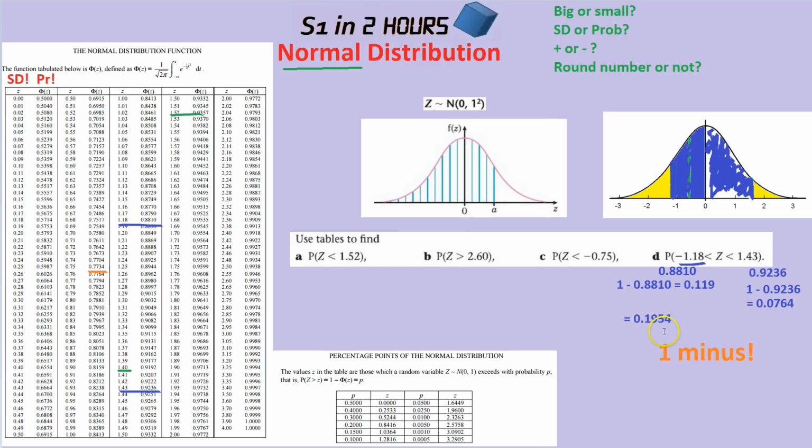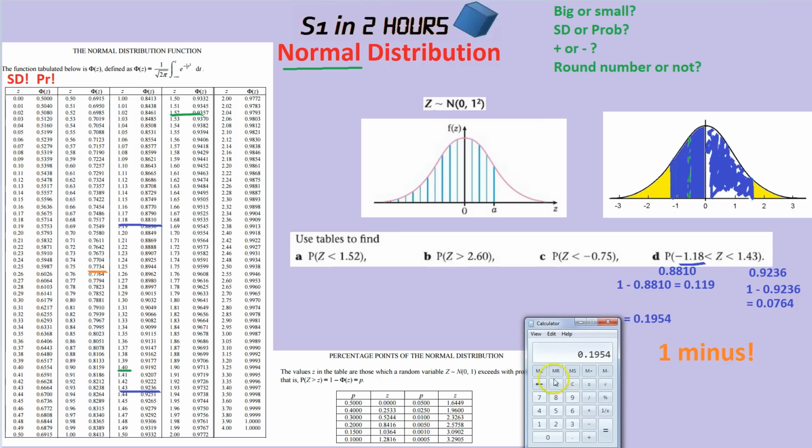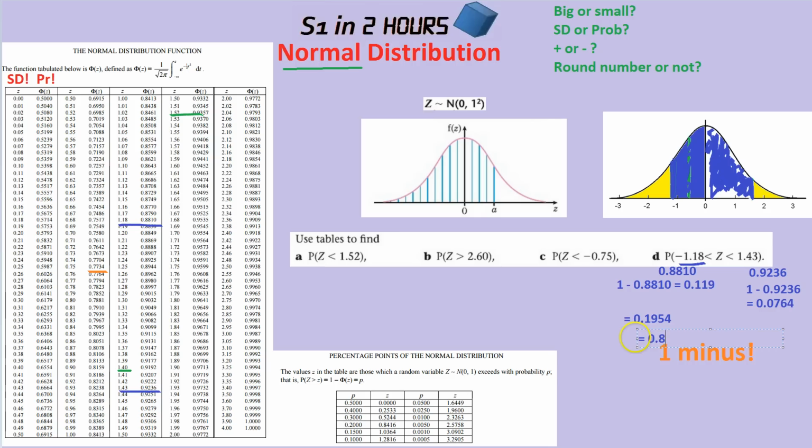Just to translate it into English, we've worked out that the probability of being more than 1.43 standard deviations is 7.64%. The chances of being less than minus 1.18 standard deviations is 11.9%. Adding those up, we've got 19.54%. By the way, you just times by 100 to convert into a percentage. And so if we simply do 1, take away that answer, we will indeed have the blue bit, because all probabilities add up to 1. And that is 0.8046.